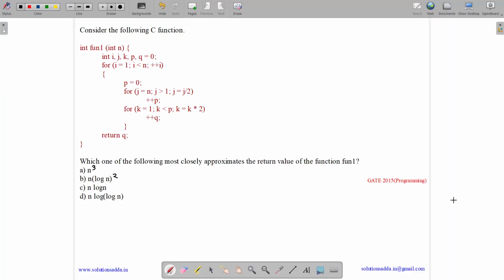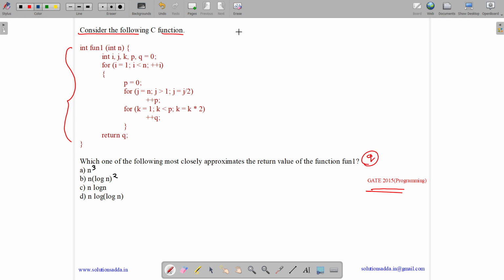This question belongs to the programming subject and was asked in GATE CSE 2015. The question states: consider the following C function. So we have a function over here. Which one of the following most closely approximates the return value of the function fn1? So fun1 is returning q. We need to tell what is the value of q after the execution of the program.